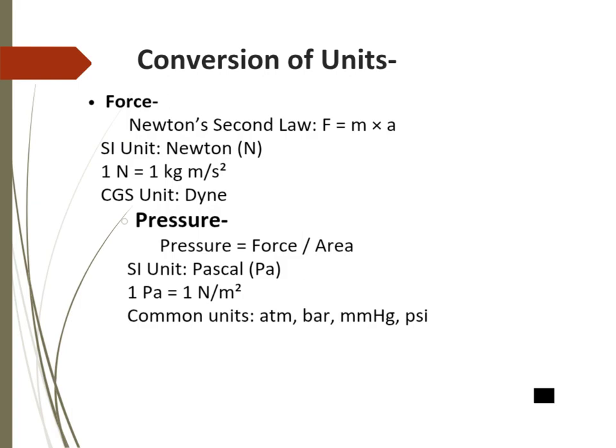Now let's see the conversion of units. For example, force. According to Newton's law, the force exerted on a body in motion is proportional to its mass multiplied by acceleration, that is F equal to m into a, where F is force, m is mass and a is acceleration. So the SI unit of force is Newton, and 1 Newton equals 1 kilogram meter per second square. In the CGS system, 1 Dyne equals 1 gram centimeter per second square.